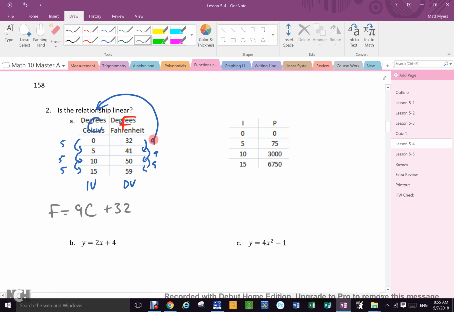Let's check. If the 9 goes to here, where do you think the 5 goes? The 9 went over to the IV. Where do you think the 5 goes? Over to the dV. So this must have a 5. Are we okay? Everybody cool? Is this a good representation? Does this one work?